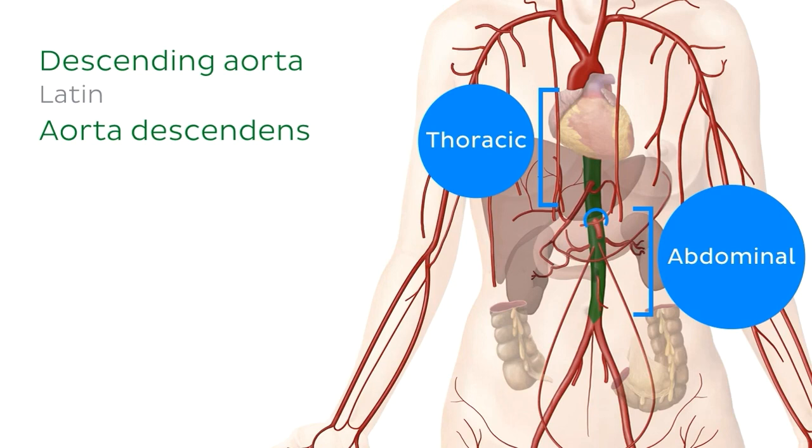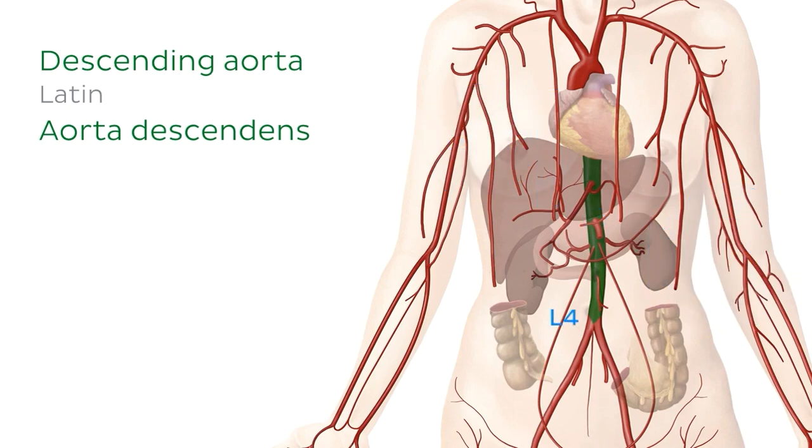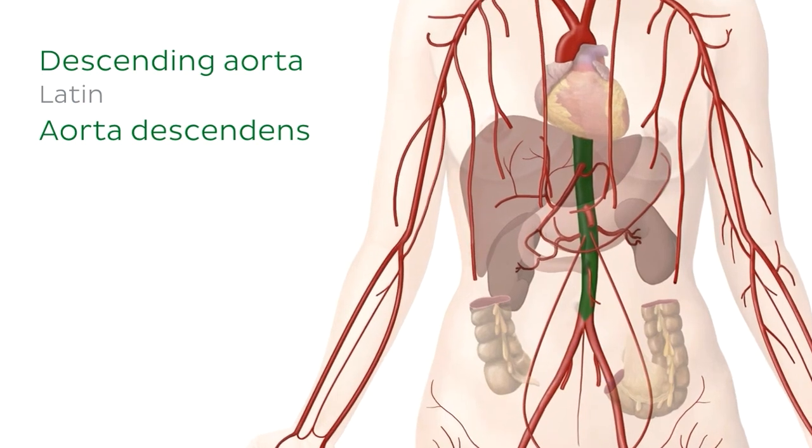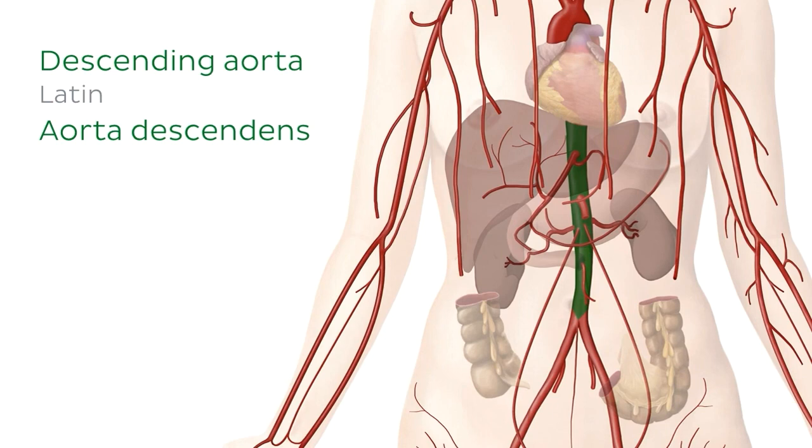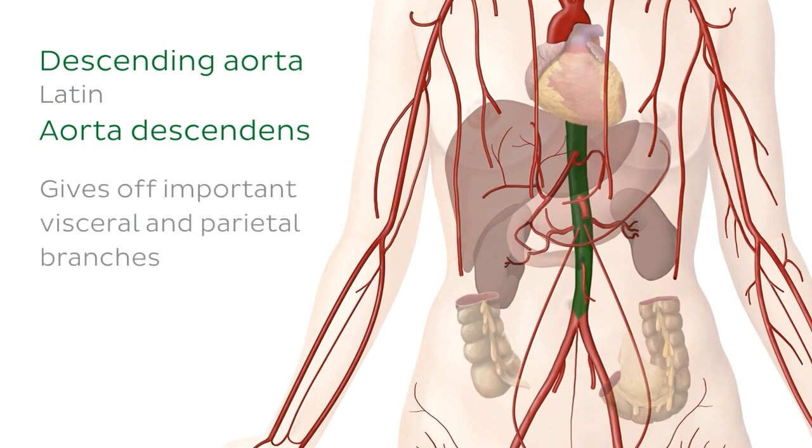It then courses downward along the posterior abdominal wall, slightly to the left of the midline and anterior to the vertebral column, and terminates at approximately the level of the fourth lumbar vertebral body, L4, where it bifurcates into two other vessels. And you can see this happening on our right. Along its course through the thorax and the abdomen, the descending aorta gives off important visceral and parietal branches, some of which we'll discuss a little bit later on in this tutorial.